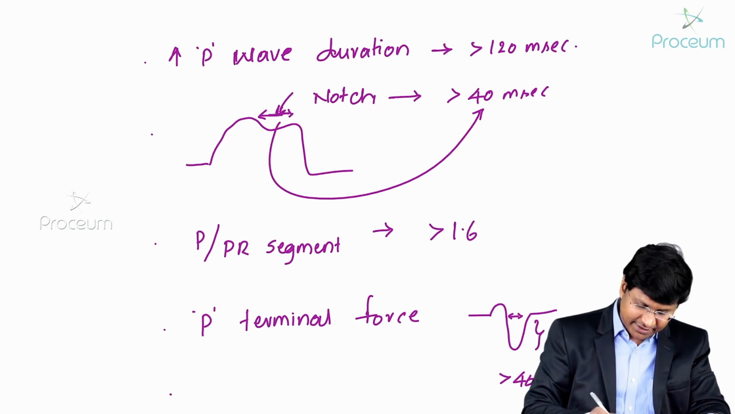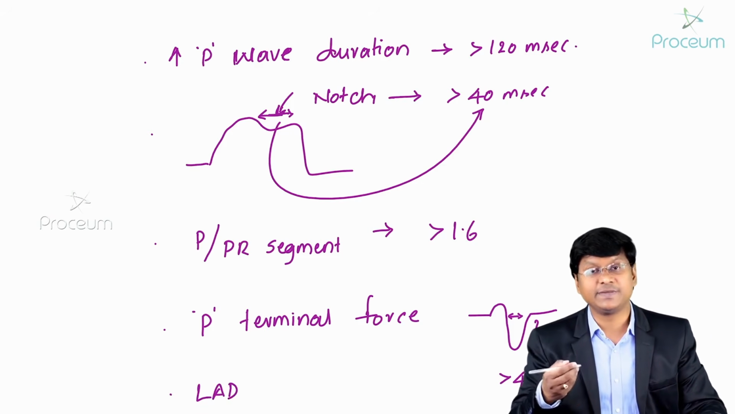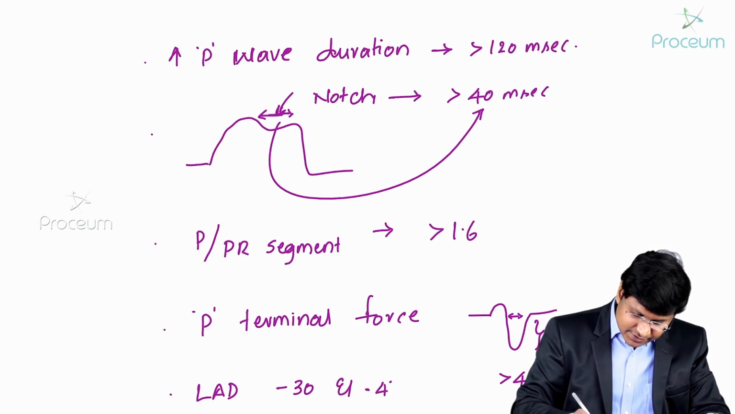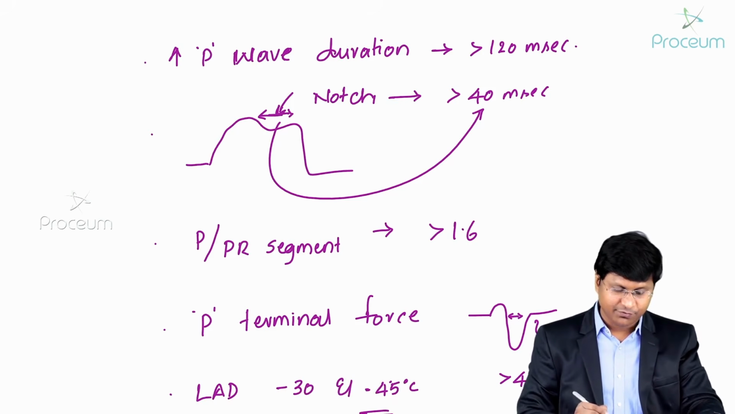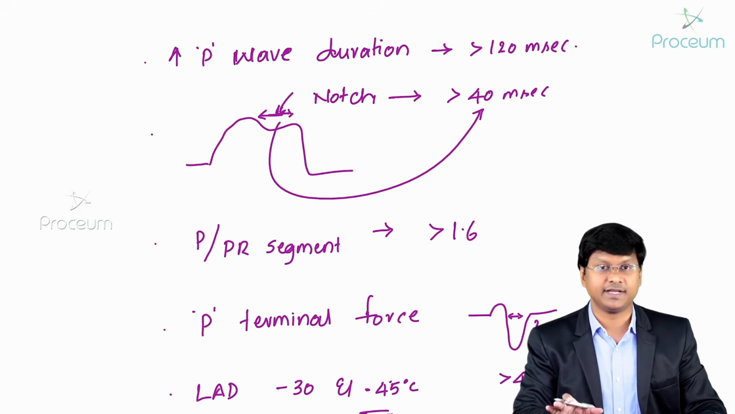And apart from that, there should be left axis deviation of the P wave. And how much should that left axis deviation be? Around minus 30 to minus 45 degrees. So these are the criteria of left atrial abnormality.